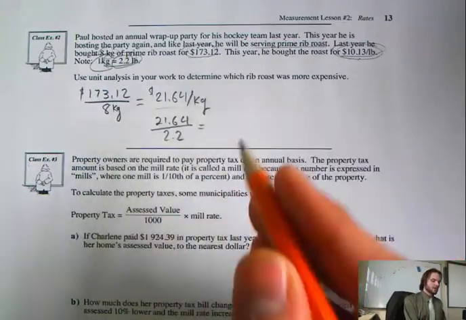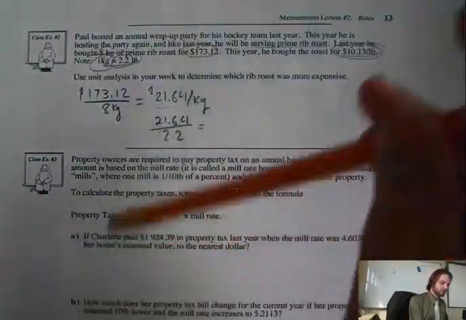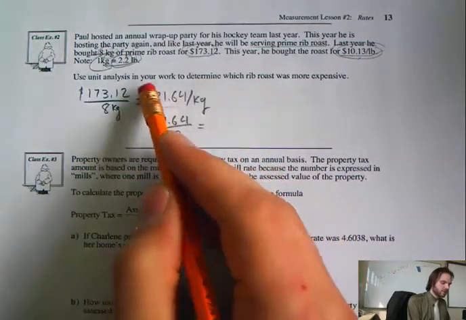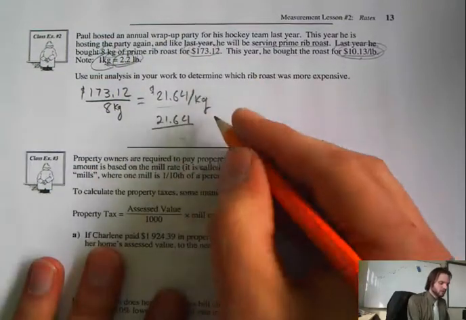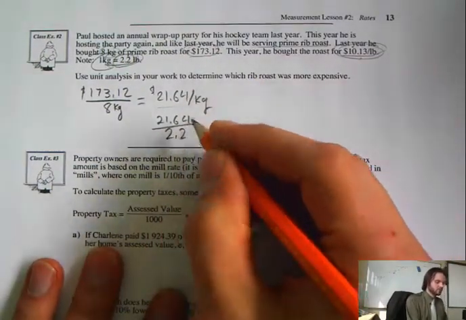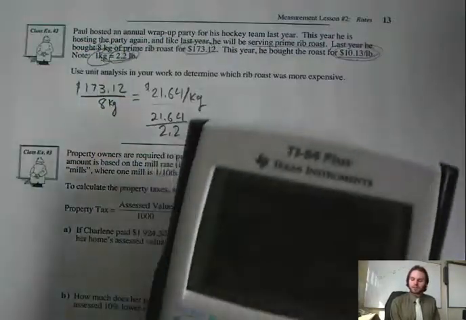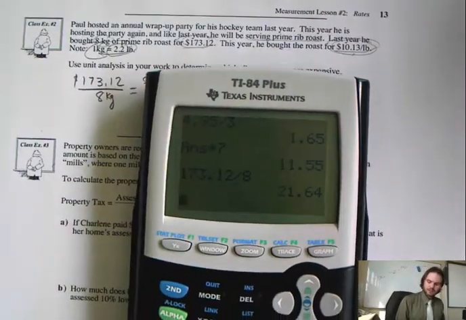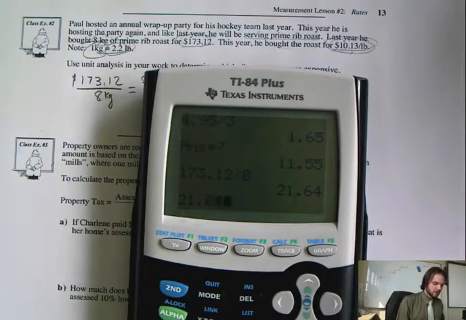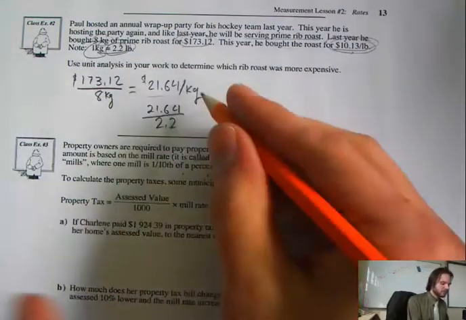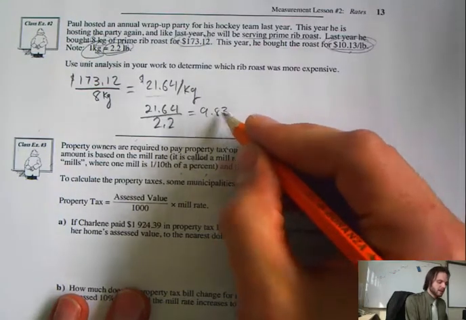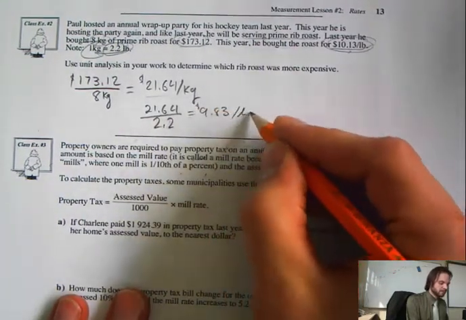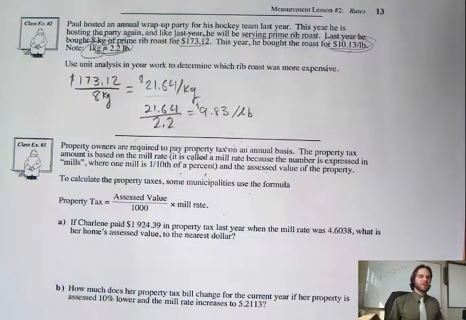And that should give me how many pounds, or sorry, we have 1 kilogram. So that's the price per kilogram. And if I'm going to times by 2.2, divide by 2.2, that will give me how much it is for the other one. So I'm going to go 21.64 divided by 2.2. So now he has 9.83, and that's dollars per pound. Okay? So last year was more expensive.